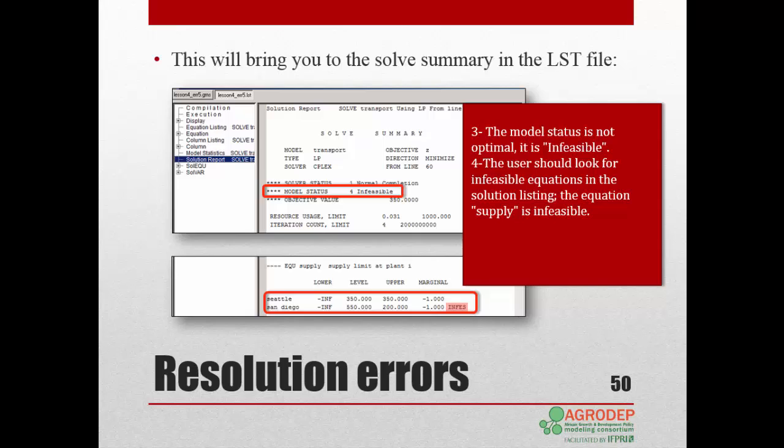Now the user should identify which equations are infeasible. This is done by detecting the expression "INFES" next to the equations in the solution listing. It appears next to the equation supply for San Diego. In other words, the constraint cannot be respected. The upper bound is too restrictive for San Diego.